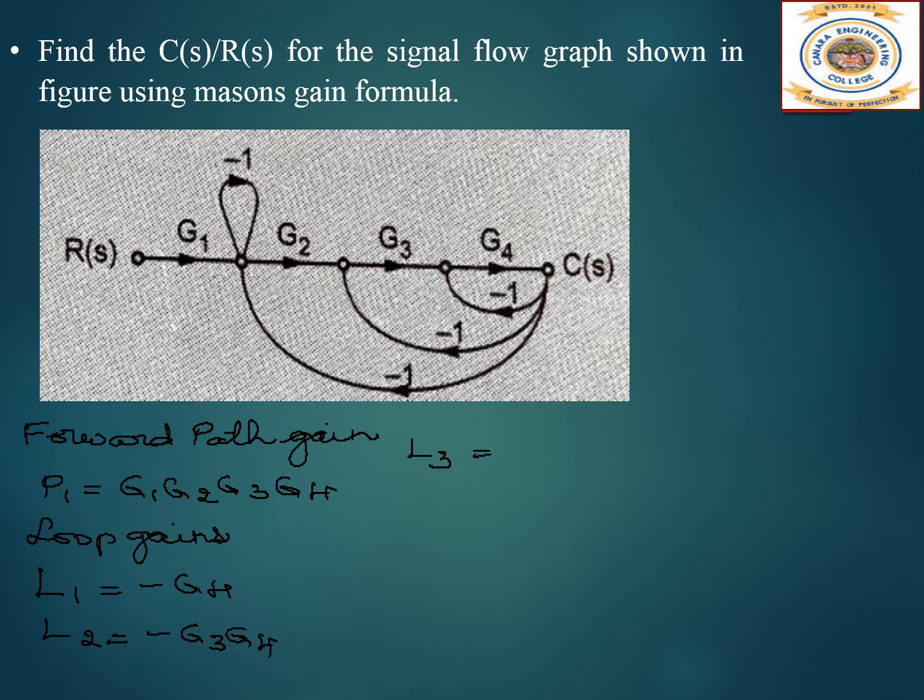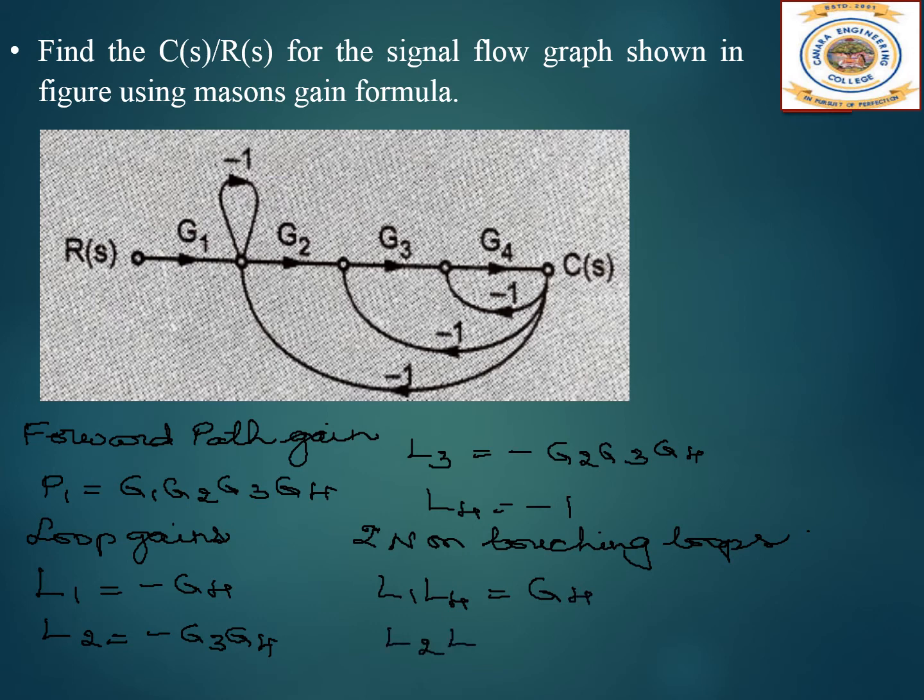We have minus G2 G3 G4 and L4. It is minus 1. Two non-touching loops: L1 L4, so it is G4, and L2 L4, it is G3 G4.